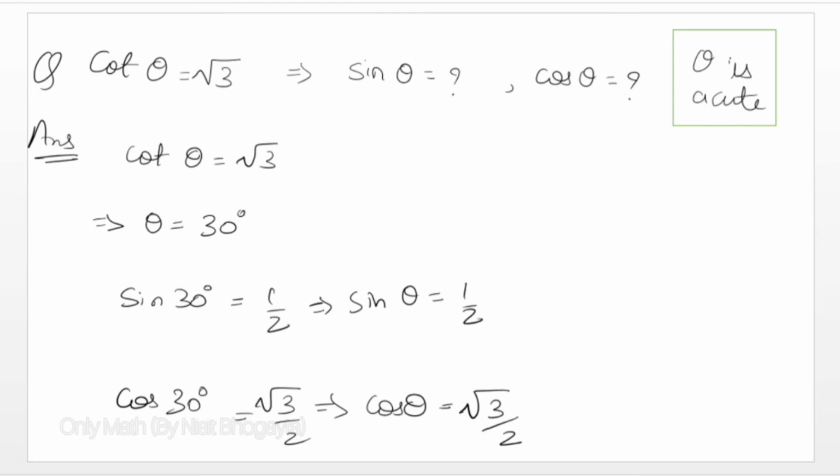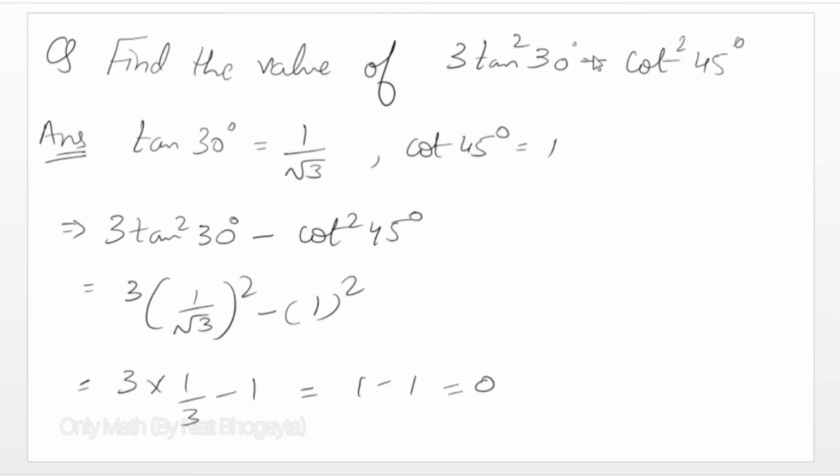Let's take one more example. Here the example says you have to find the value of 3 tan square 30 degree minus cot square 45 degree. So from the chart again you pick value of tan 30, that's 1 over root 3, and cot 45 degree will be 1. So you just plug in the values.